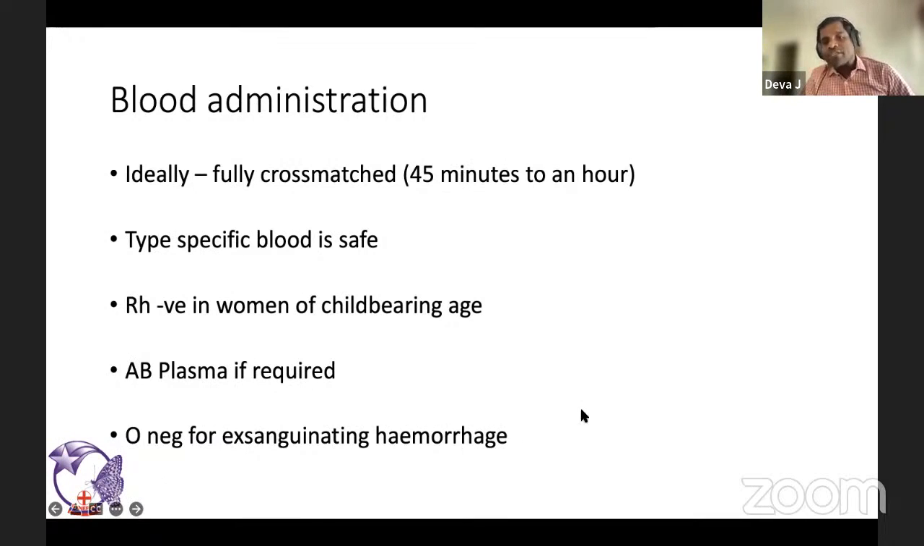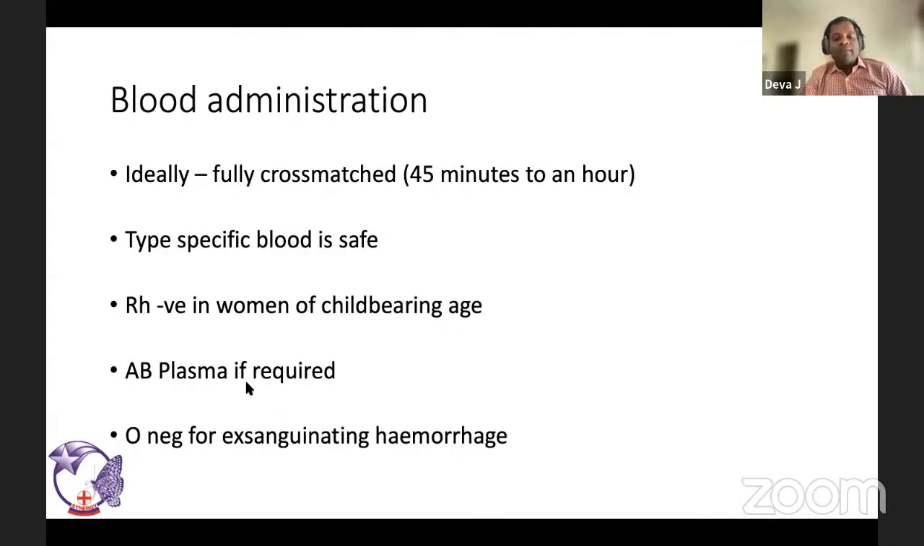So start with O negative blood, and then as soon as you get type specifics, for example, I'm B positive, without cross match, can you get B positive from the blood bank and transfuse? That's type specific. Type specific blood is safe. Several studies have shown that type specific blood without cross match is reasonably safe. So type specific blood you can get hold of very easily and quickly.